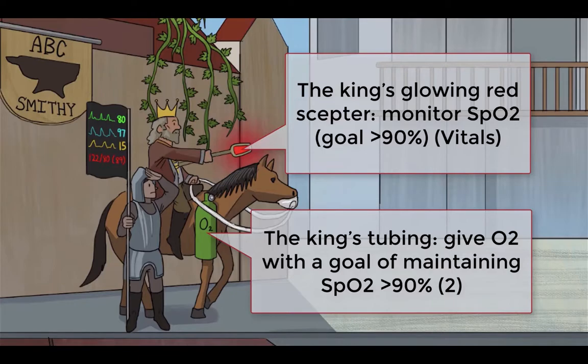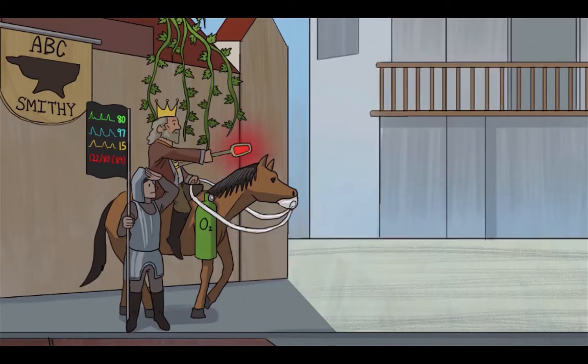Notice how the reins on the king's horse look like oxygen tubing, and his glowing red scepter kinda looks like a pulse ox glowing on a finger.